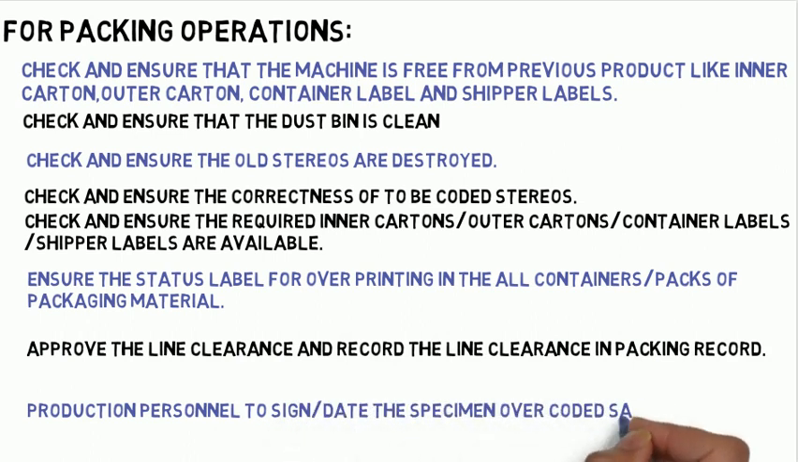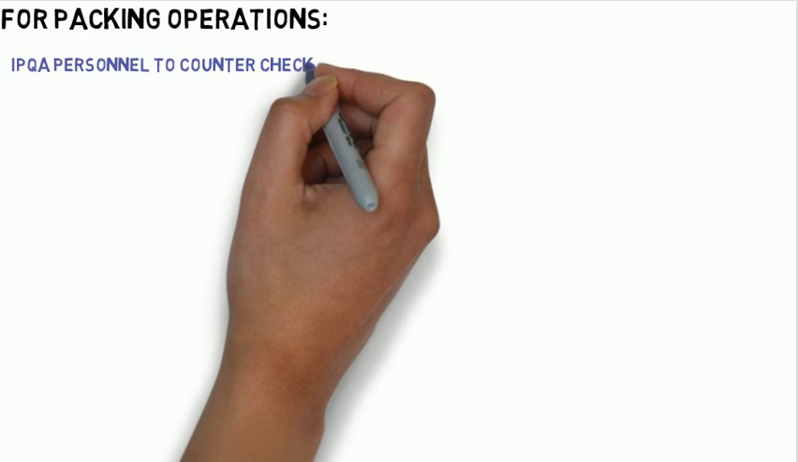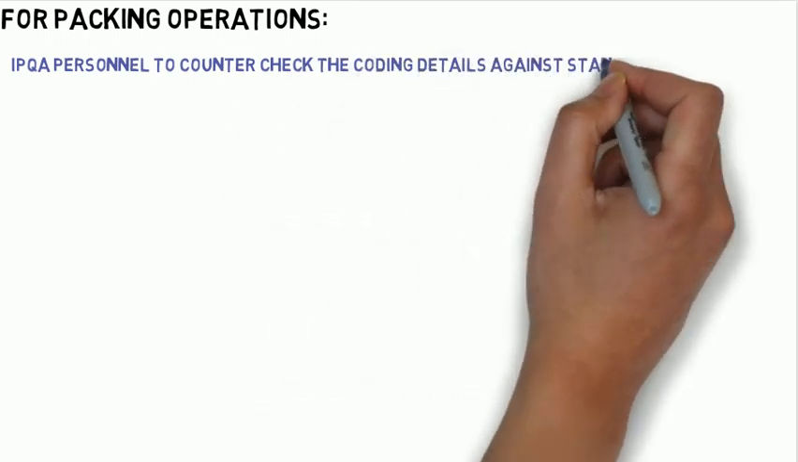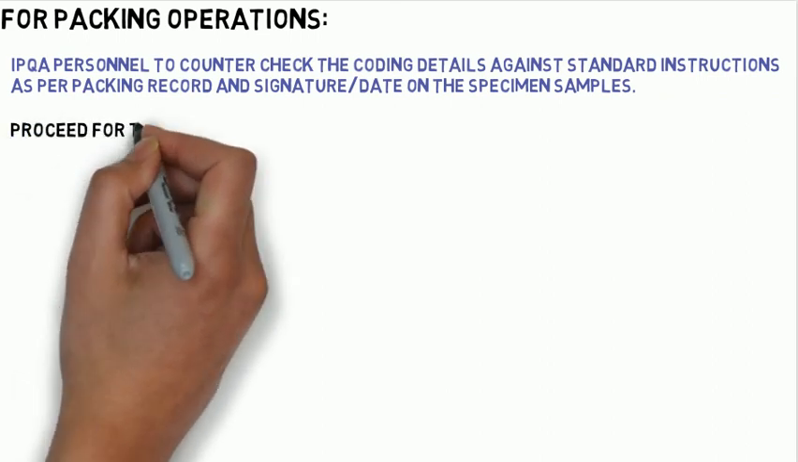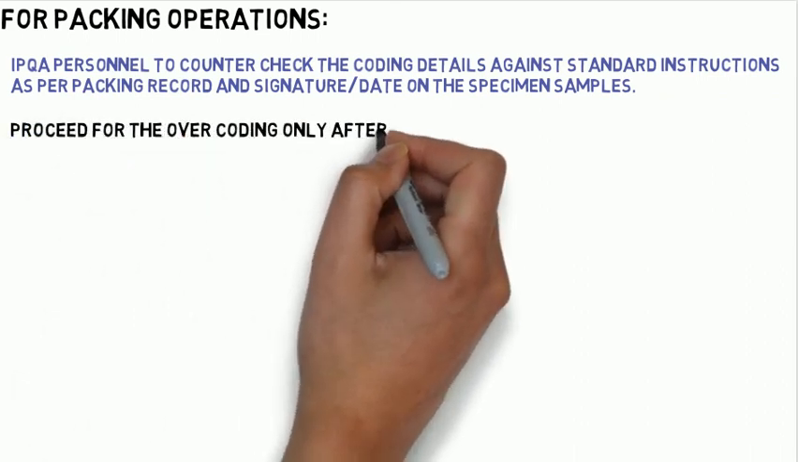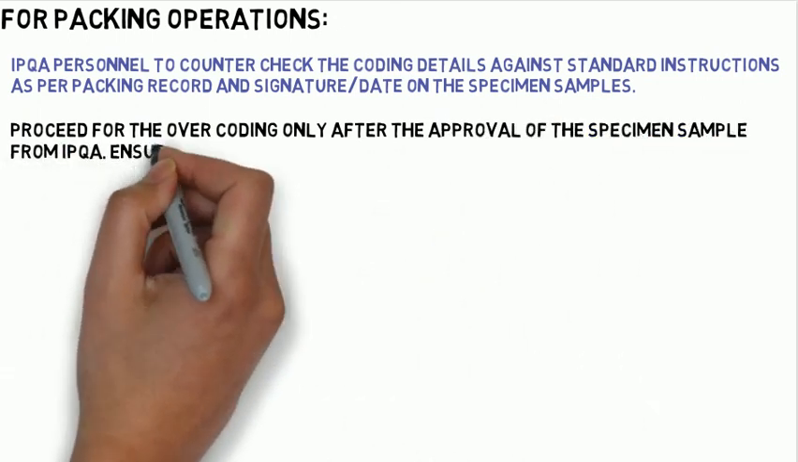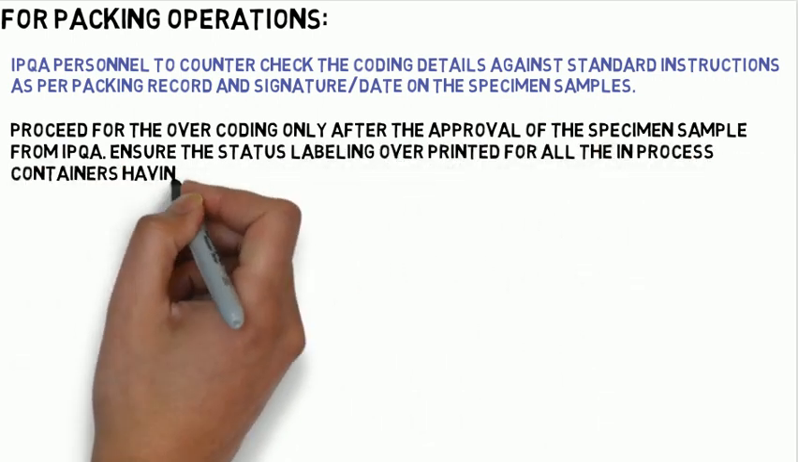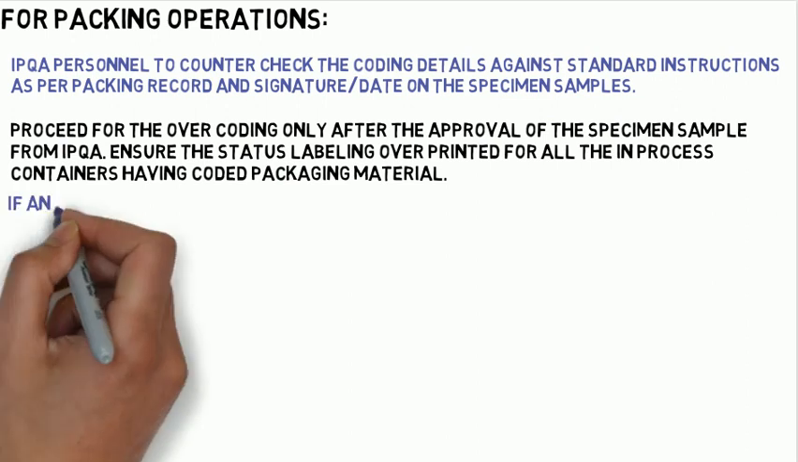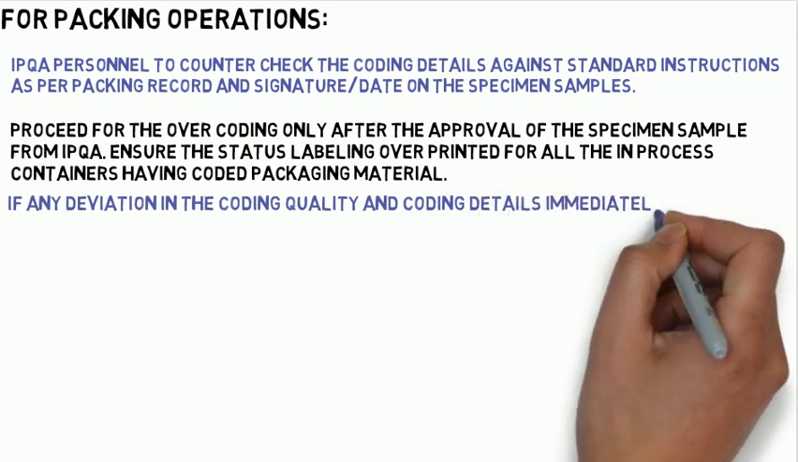Step 17. IPQA personnel to counter-check the coding details against standard instructions as per packing record and sign with date on the specimen samples. Step 18. Proceed for the overcoding only after the approval of the specimen sample from IPQA. Ensure the status labeling overprinted for all the in-process containers having coded packaging material. Step 19. If any deviation in the coding quality and coding details, immediately stop the coding and inform the packing in charge to rectify the same.